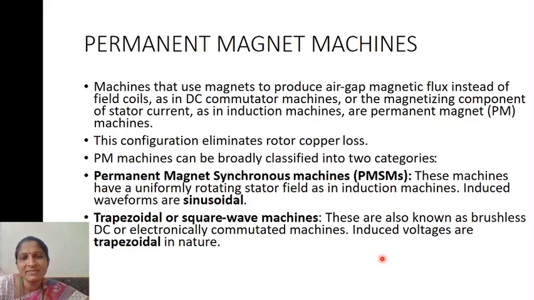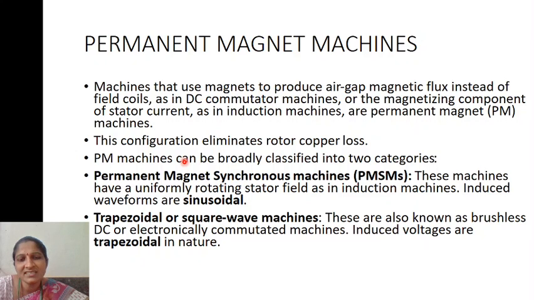Next topic is permanent magnet machines. So the permanent magnet machines are nothing but machines that use magnets to produce air gap magnetic flux instead of field coils as in DC commutator machines, or the magnetizing component of stator current as in induction machines. This configuration will not have any rotor copper losses.